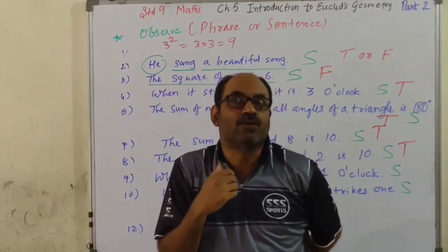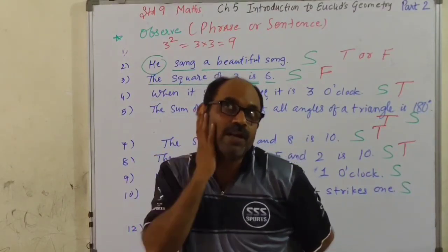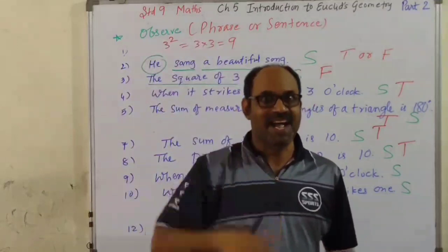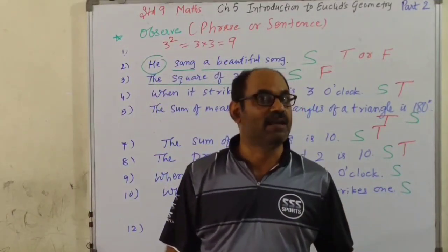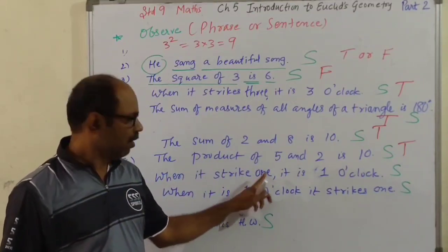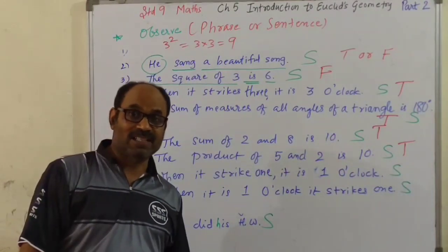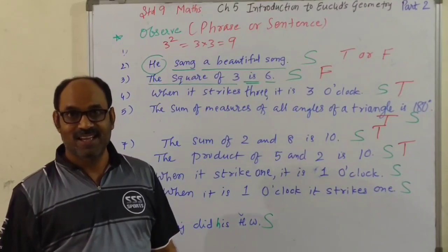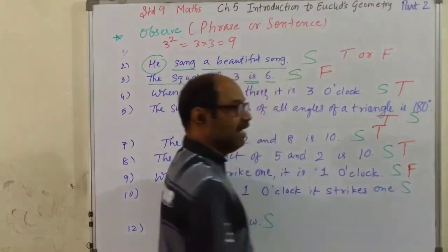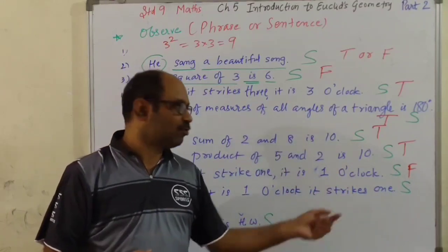So if it strikes 1 at 2:30, it is half past two, but the clock will strike once. Then you cannot say, oh, it's 1 o'clock. No, it can be half past any time. It can be 2:30, it can be 10:30, it can be 5:30. So when it strikes 1, it is not sure that it is 1 o'clock. It can be true, it can also be false. Right? But every time it is not true. So this sentence is definitely false.